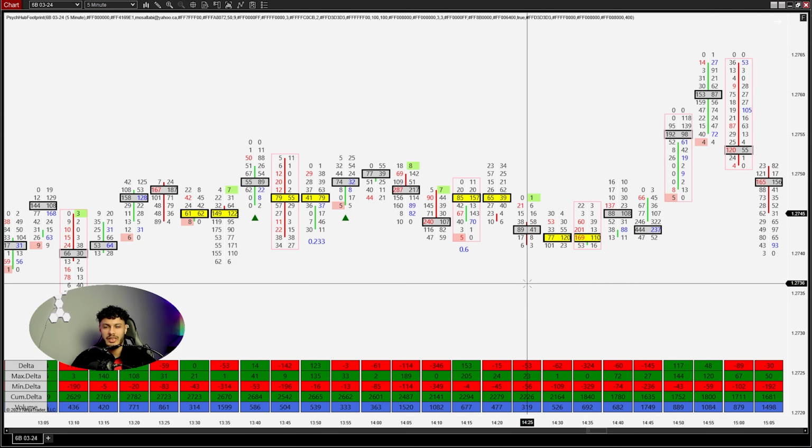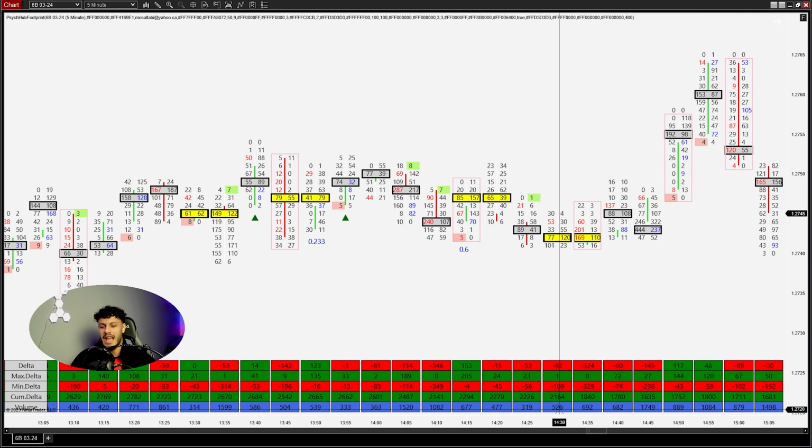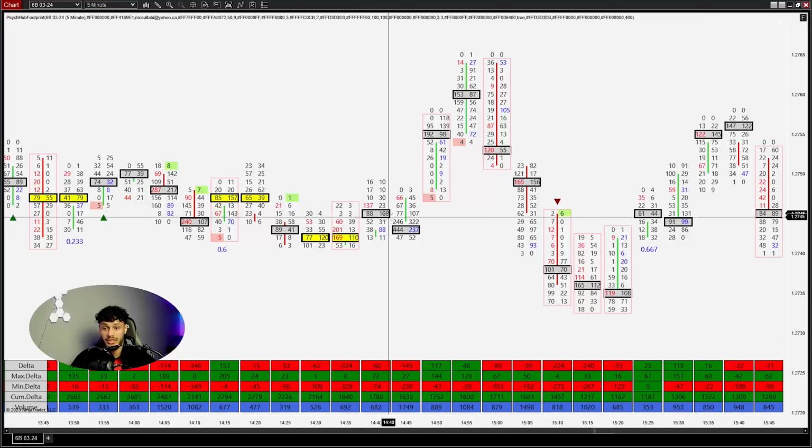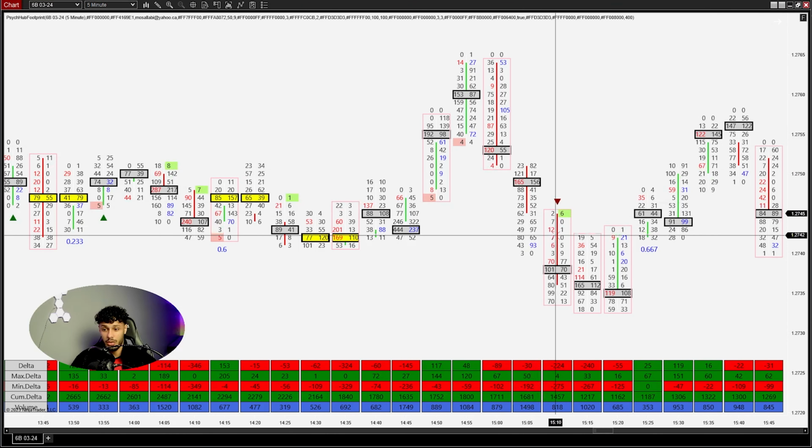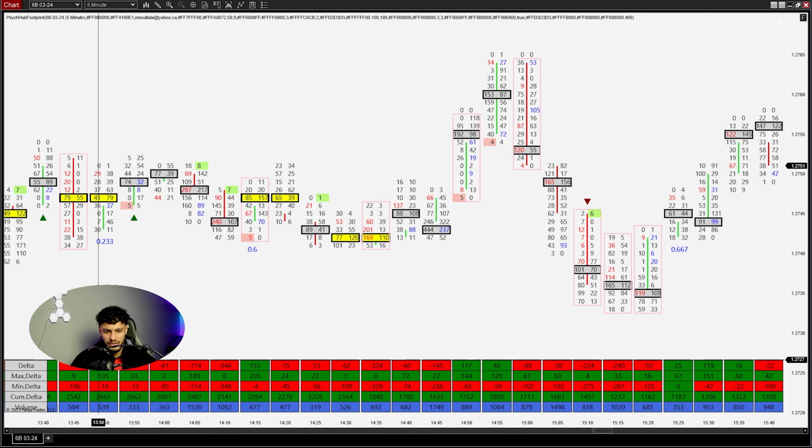Price is going nowhere. This is an absorption showing that the effort is not matching the results. Although there's a strong amount of selling right here, the result is that price is going nowhere. In fact, price goes the opposite direction, correct? Eventually, price actually does follow through. So look at the amount of selling right here. It's a very, very large amount of selling.